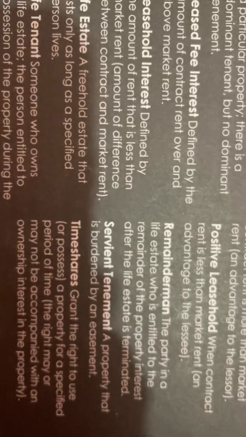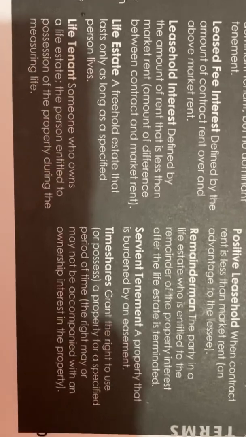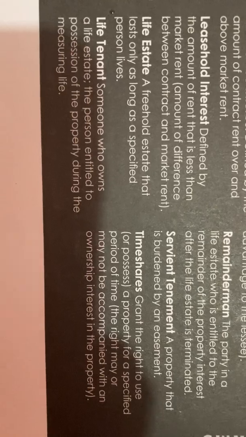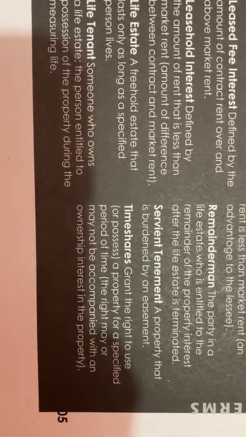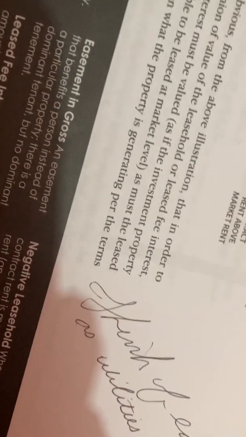Remainderman. The party in a life estate who is entitled to the remainder of the property interest after the life estate is terminated. Servient tenement. A property that is burdened by an easement. Timeshares. Grant the right to use or possess a property for a specified period of time. The right may or may not be accompanied with an ownership interest in the property. Extra note, think of easements as utilities.